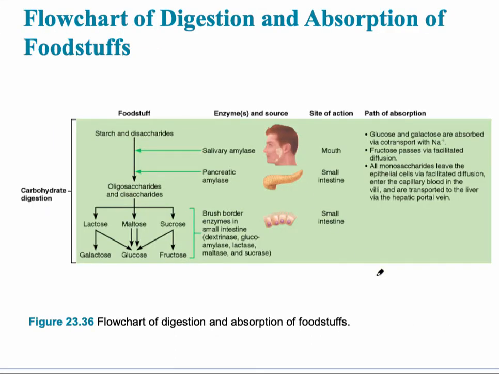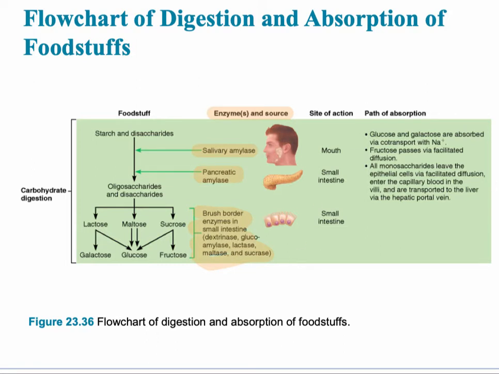This is a really good slide to show you the enzyme and the source of the enzyme and the foodstuff that is broken down. So you can see in the mouth, salivary amylase begins the breakdown of starch. Then pancreatic amylase is going to continue that process. Finally, there are brush border enzymes, which are in the small intestine, and those are called dextrinase, glucoamylase, lactase, maltase, and sucrase. And a lot of times these enzymes are named for the chemical that they work on.